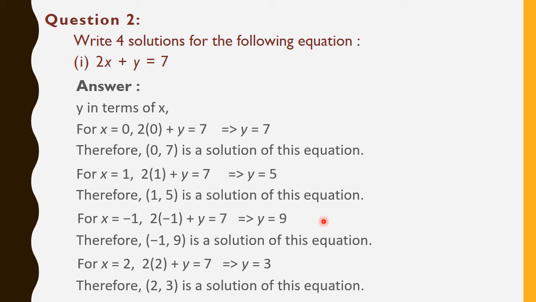Similarly, the last value can be taken as x equals 2. We'll substitute the value and finally we are getting the value of y as 3. Therefore, we can write (2, 3) is a solution of this equation. You can also put integer values or decimal values, positive or negative. These values are of my choice. You can take any other values of your choice.